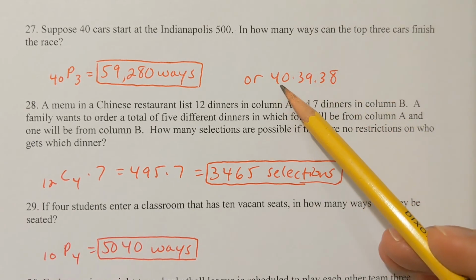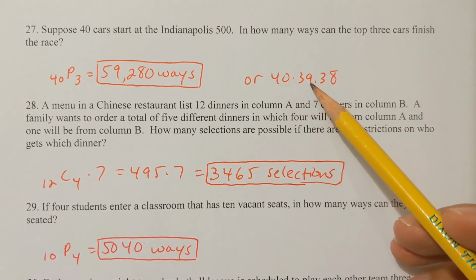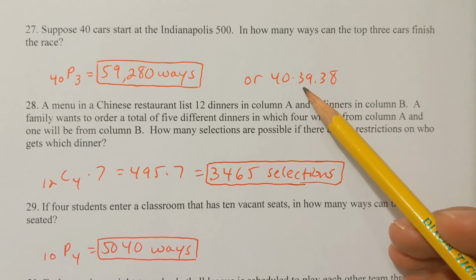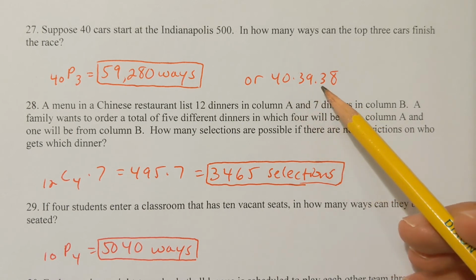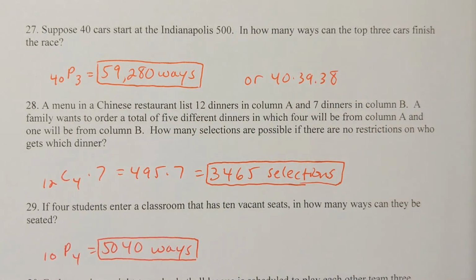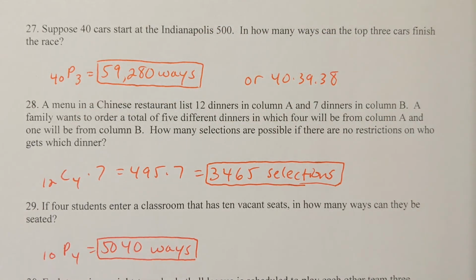So 40 cars are racing. Only one of them is going to win. Then 39 are still racing around, so choose one for the second place. And 38 cars are racing around, so choose one for the third place. 40 times 39 times 38 should give you 59,280 different ways. Since order matters, this would be an example of a permutation. 40 permute 3 would also give you 59,280 ways.